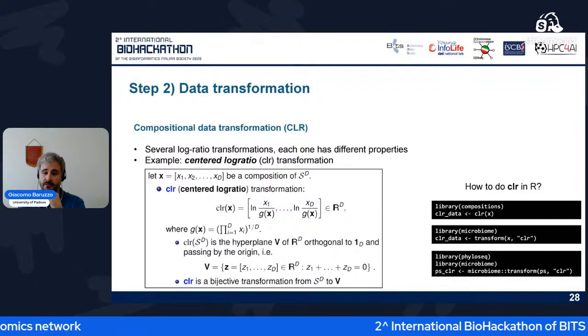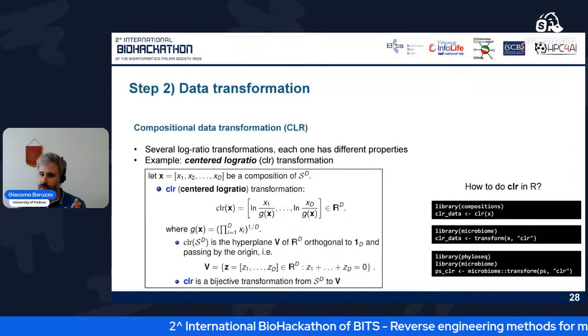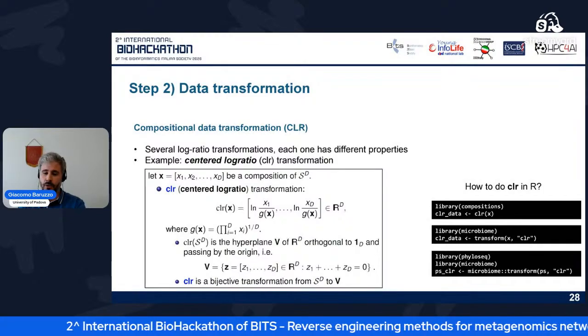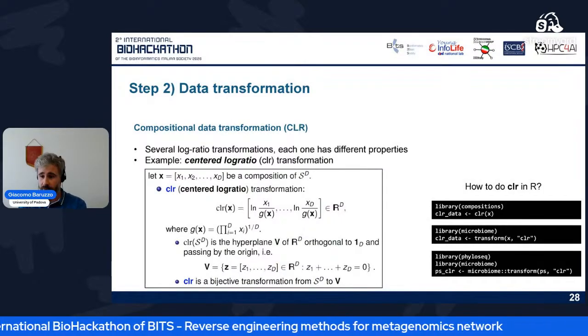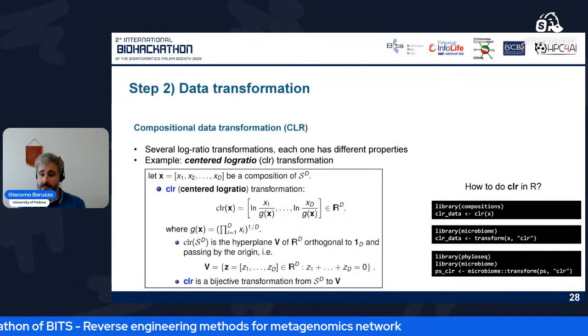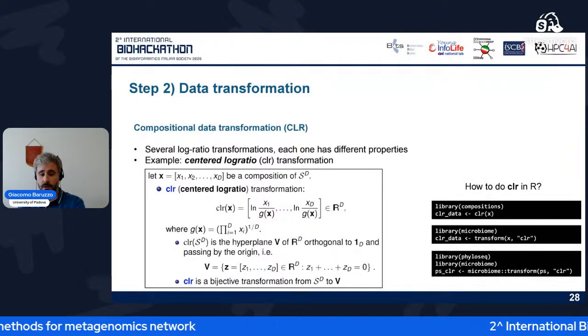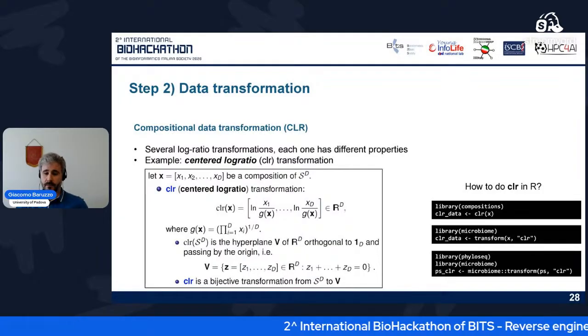And even if it is not, let's say, dedicated software like for normalization or zero imputation, you may find a function that computes CLR in a variety of packages that do many other analyses. On the right, you see a few examples of packages and their relative functions that allow you to perform the CLR transformation using the R programming language.